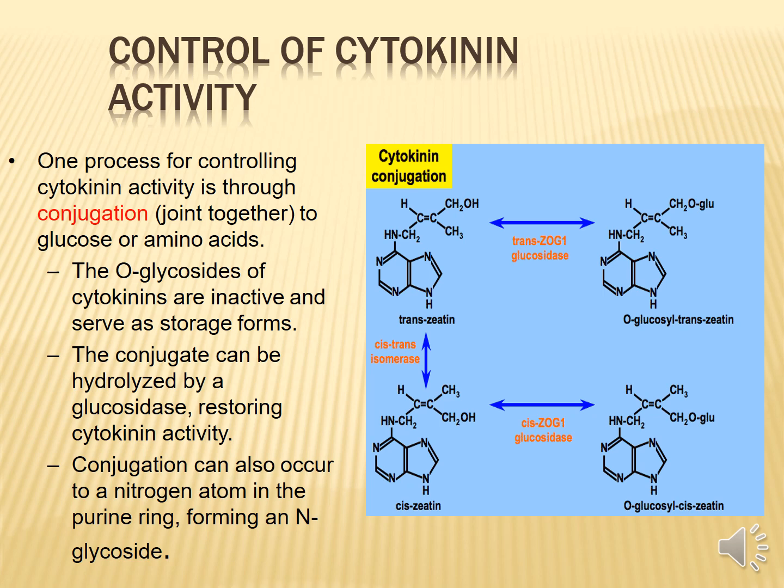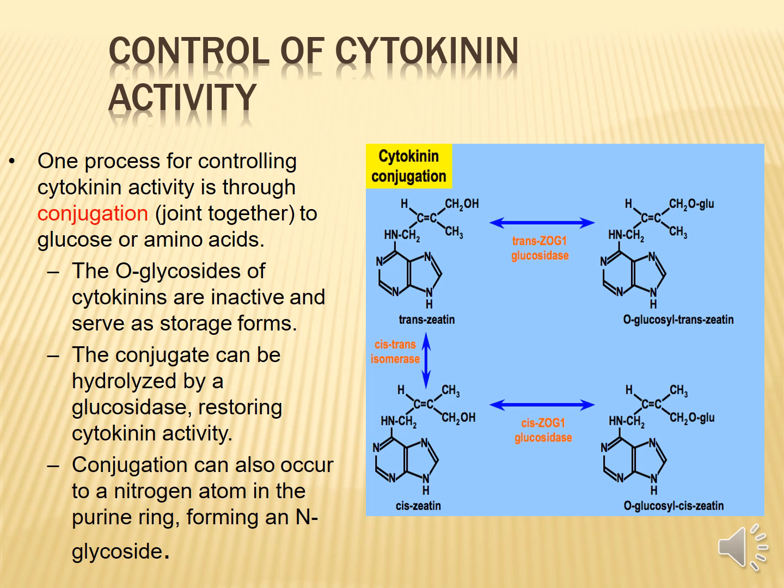Okay, join between the cytokinin with the glucose or cytokinin with the amino acid. So this slide explains the conjugation with the glucose, which is when they are joined with the glucose, they will produce the O-glycoside of cytokinin, okay, that is inactive, and they serve as the storage form because they're not active, so they serve only as storage.